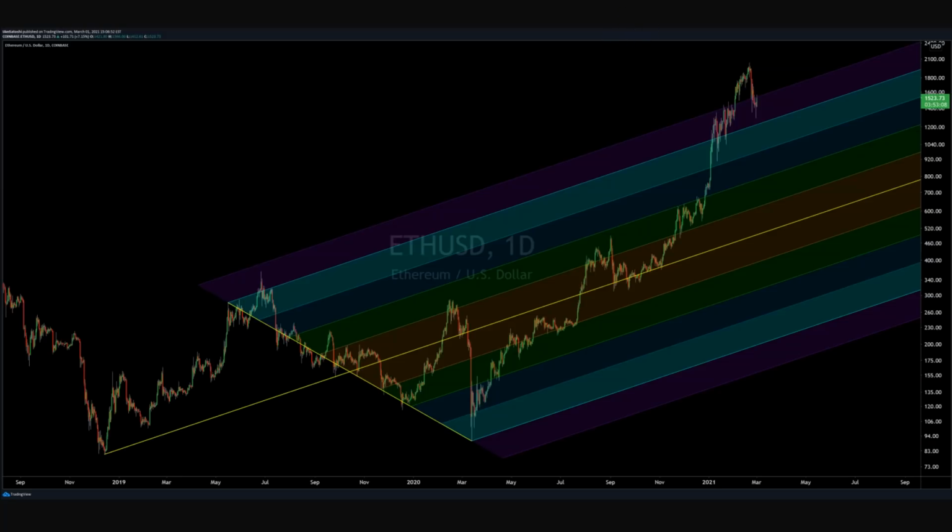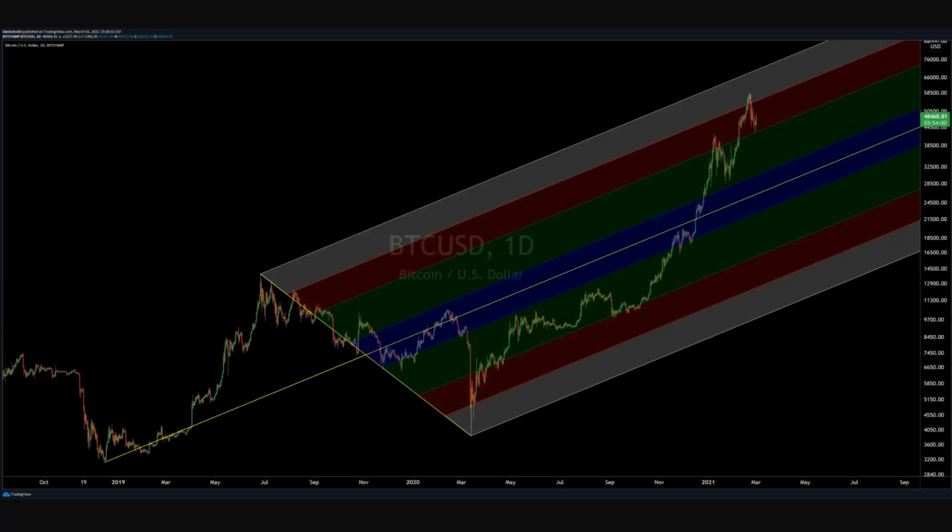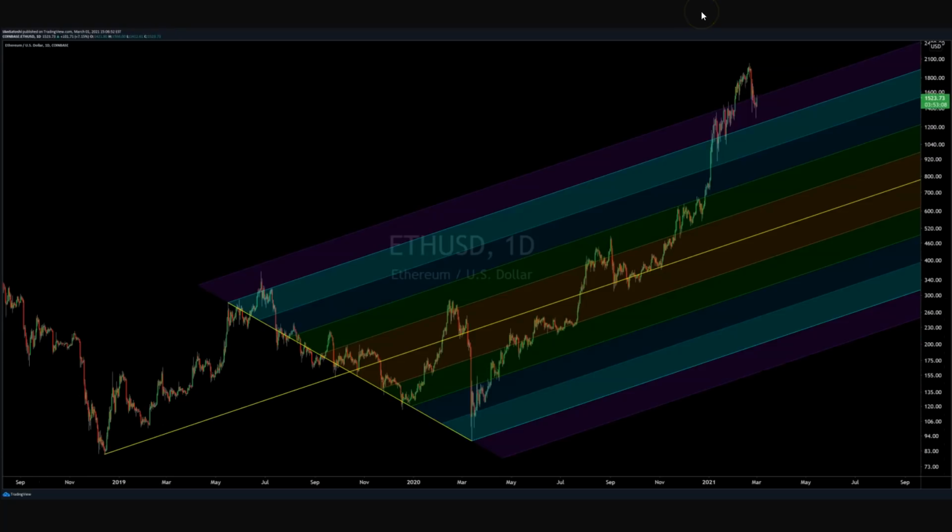Now we may see just continued rotation back and forth between the two as one outperforms the other. But on aggregate, ETH is definitely more overbought than BTC is here.